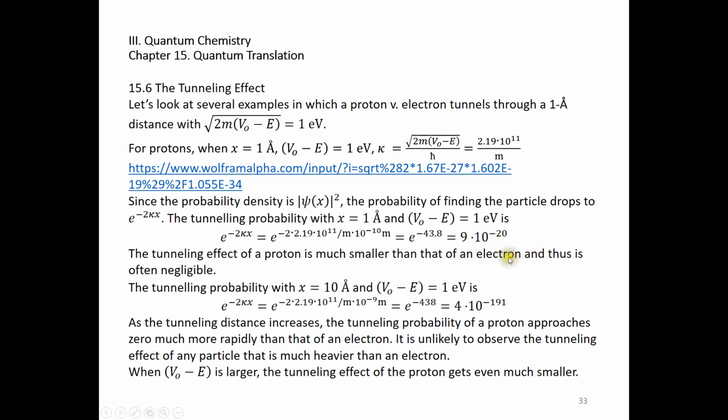We can also plug in some other values for the tunneling distance. For example, 10 angstroms, and then we get 10 to the power of -191. Alright, so that means this is not going to be observed. We will not observe a proton tunnel through a barrier with this much distance and this much difference between energy and potential energy, because this number is just too small.